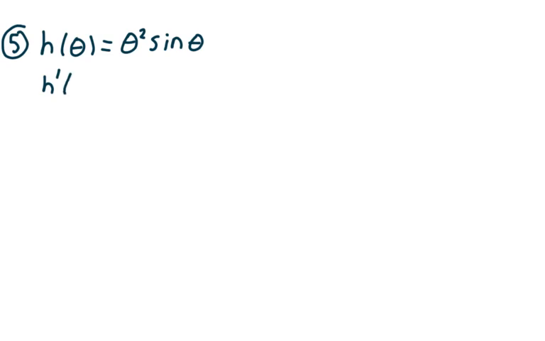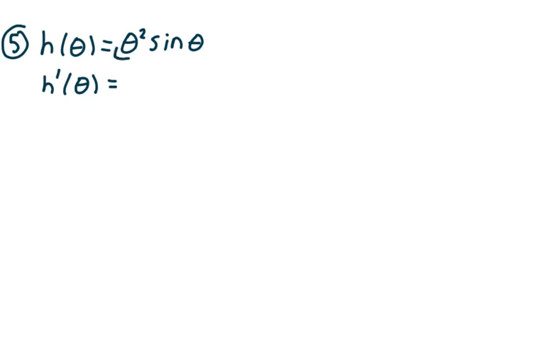Let's take a look at problem number 5. And these problems are from section 3.3 in the Stewart Calculus textbook. Suppose h of theta is equal to theta squared times sine of theta, and I want h prime of theta. This involves the product rule.